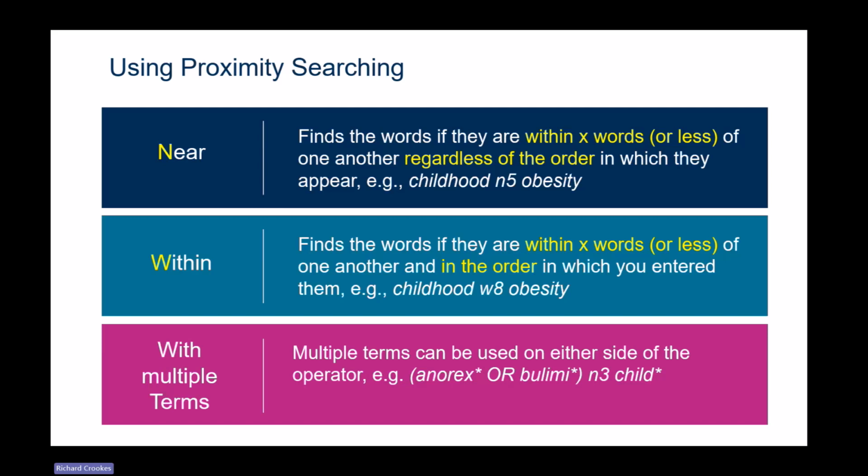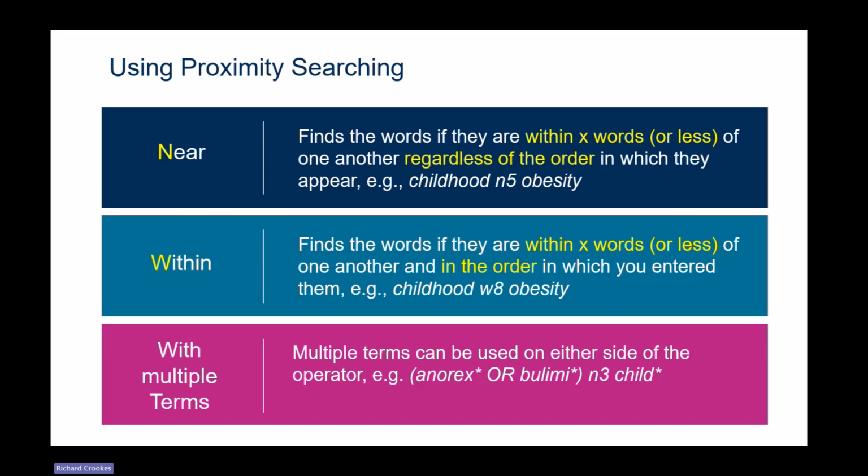Within finds words if they're within a specified word range or less of one another, and this time in the order in which you entered them. So using the same search, childhood W8 obesity would find childhood within 8 words or less of obesity, but not obesity within 8 words or less of childhood. Okay, so it's more restrictive.